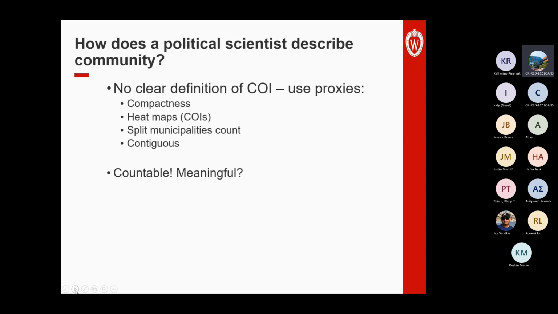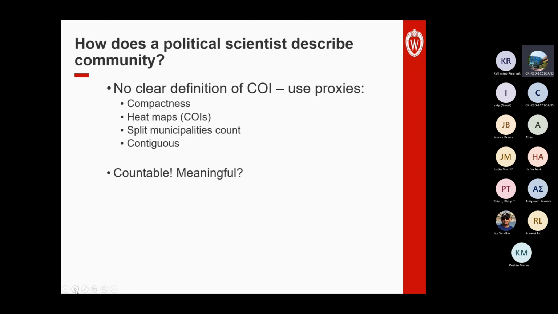There are a couple of proxies people may have seen. This has been really popular in the last 10 years, given all the recent gerrymandering work. Things like compactness, heat maps that aggregate different communities of interest that people drew on maps, and split municipality counts, so saying, hey, how many counties are we splitting while we make these districts? These are all proxies that political scientists have used to try to get at how well these districts are capturing the underlying communities. These are great because they're countable, which is good, but it's unclear if they're really meaningful.